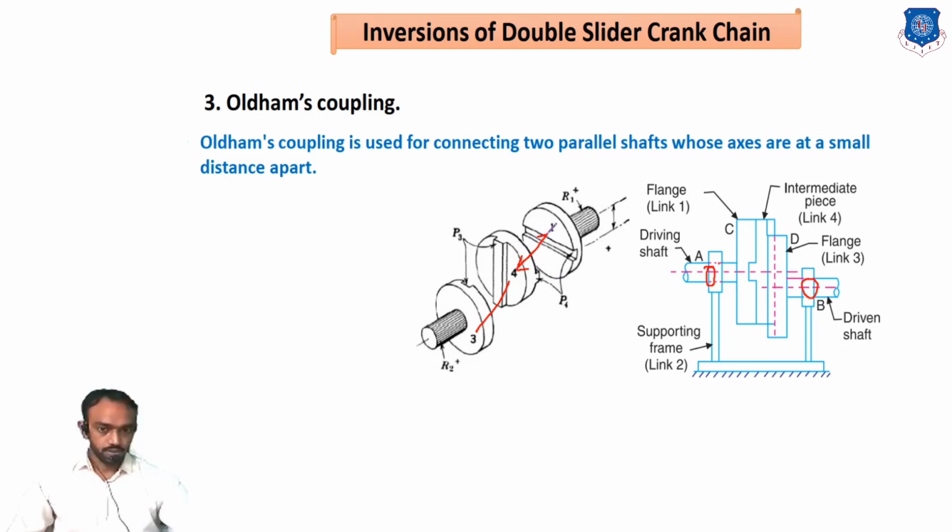So that's how the two sliding pairs are between this element and the frame, and shaft number 1 will give the second turning pair, and the frame and the second half of the flange will give us the other turning pair. That's how we completed all the inversions of the double slider crank chain mechanism.